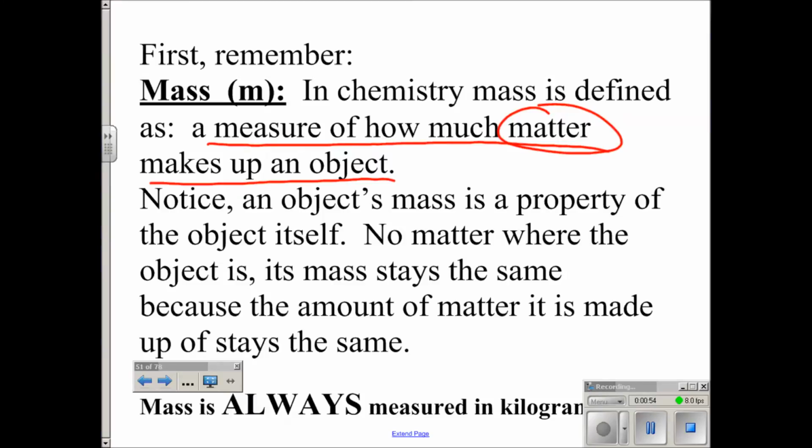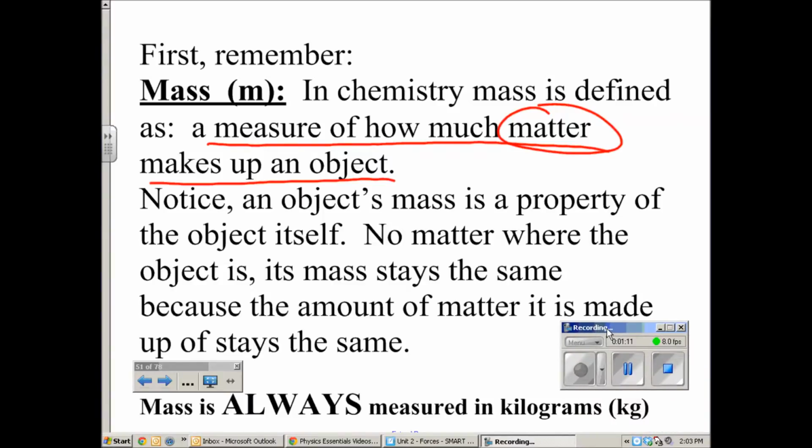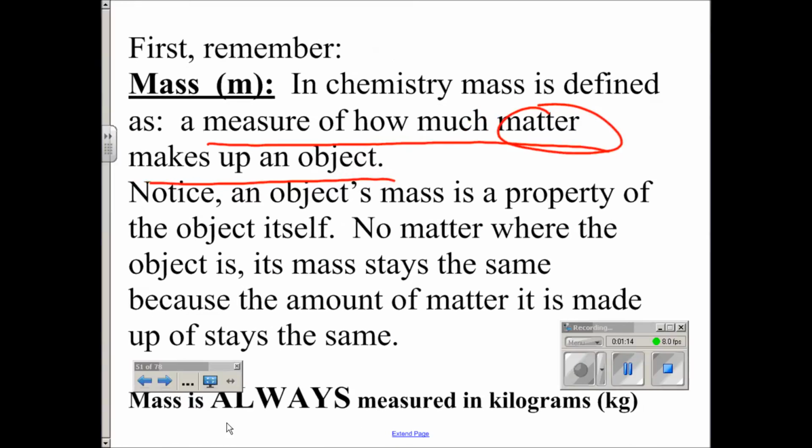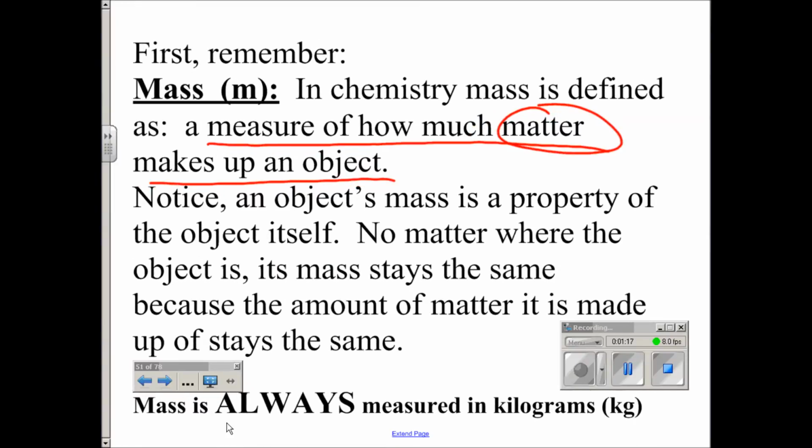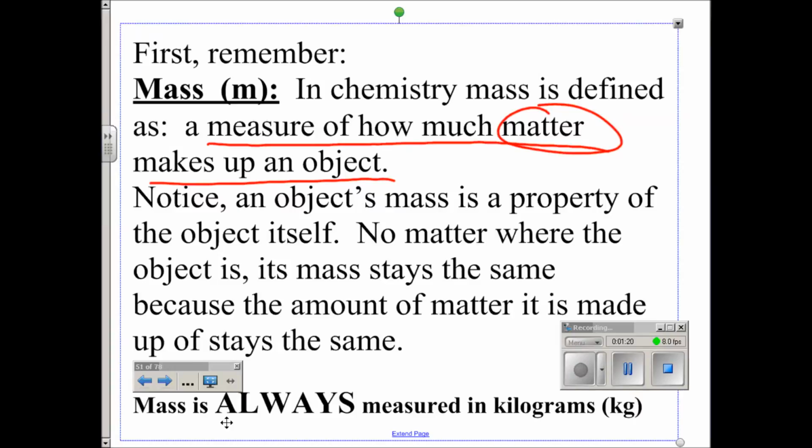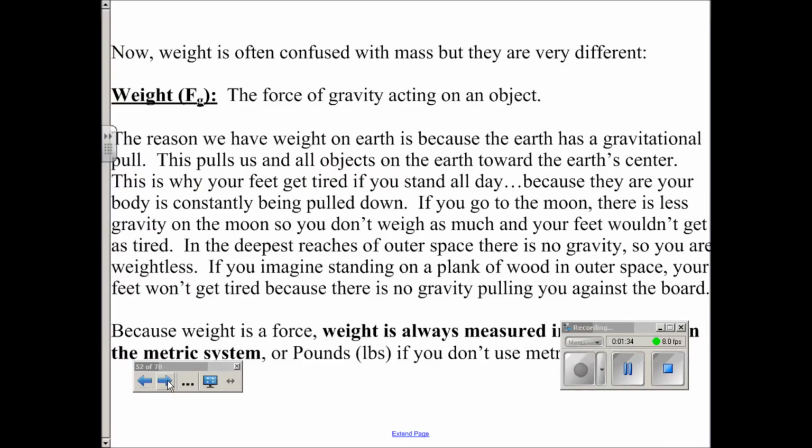And no matter where we take that orange, the mass is always going to stay the same, right? So if I take my orange to the moon or to Jupiter or to the farthest reaches of outer space, it's still made up of the same number of particles, so the mass always stays the same. All right? For this class, mass is always going to be measured in kilograms, okay? I guess you could use grams, but that's pretty much it for the purposes of this class. Okay, kilograms is mass.